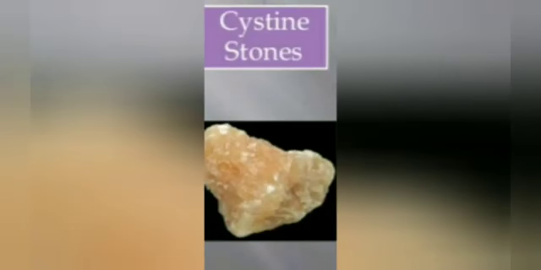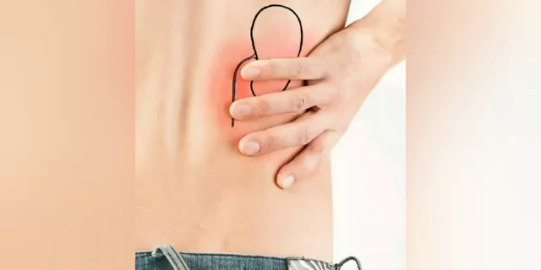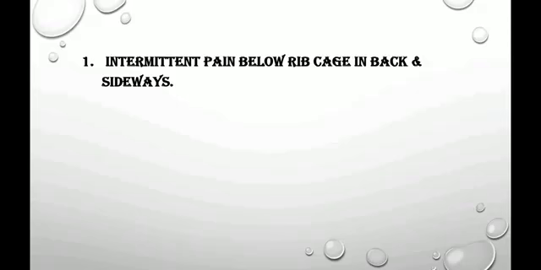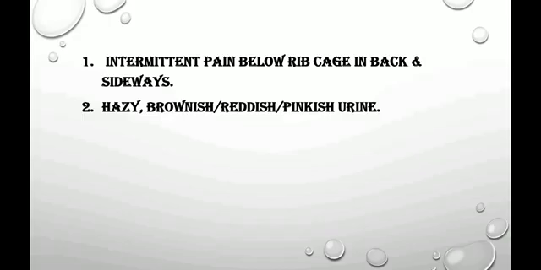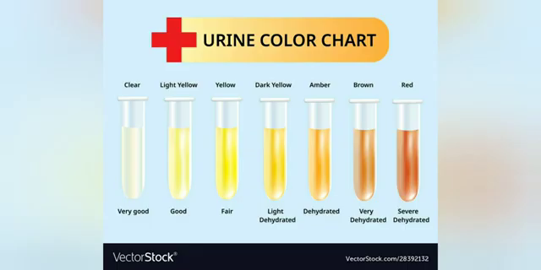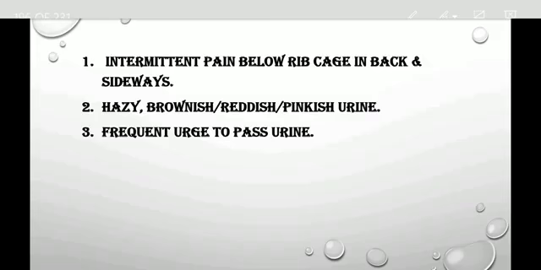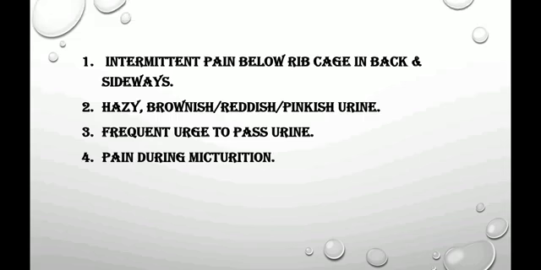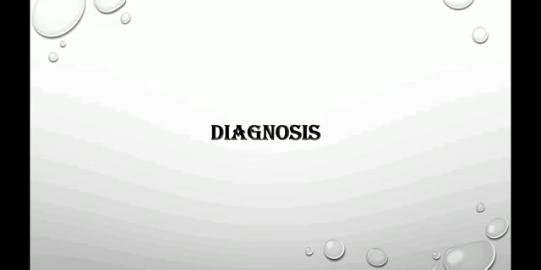Now, symptoms of this disease or symptoms for kidney stones. First symptom is that there will be intermittent pain below rib cage, in back and sideways. Then you can also find hazy brownish or reddish or pinkish color urine. There will be a frequent urge to pass urine, and there will be pain during micturition. Micturition is nothing but urination.